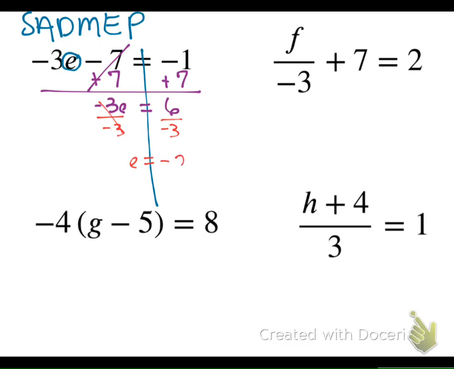Negative 2. Is that what you said? Negative 2? No, it sounded like you said 32. Come on, man. And I had no idea how you got that. All right, moving right along.